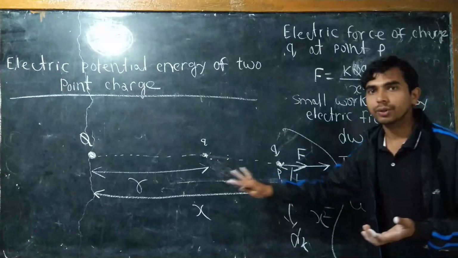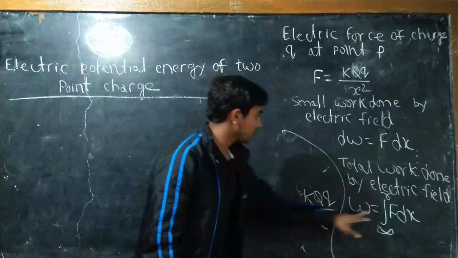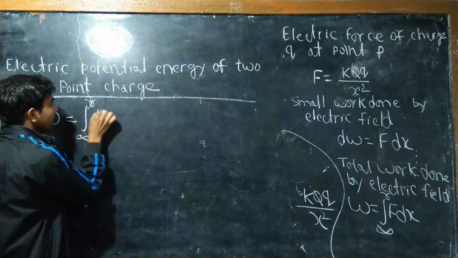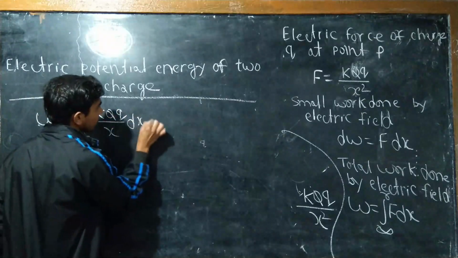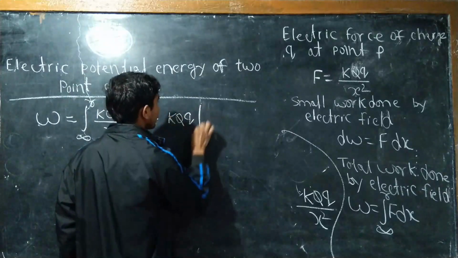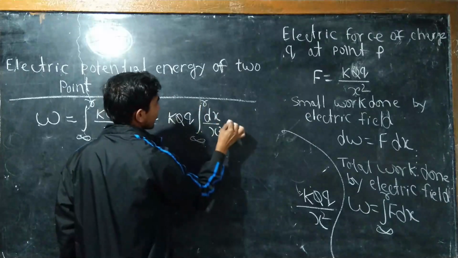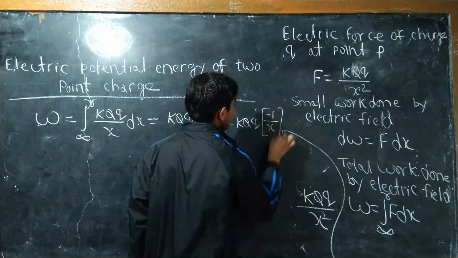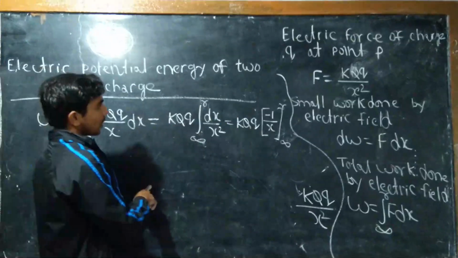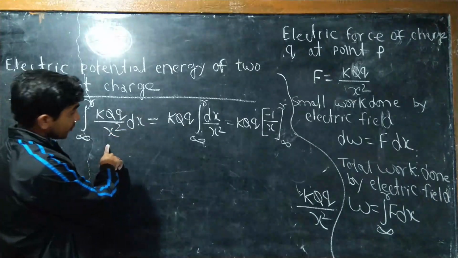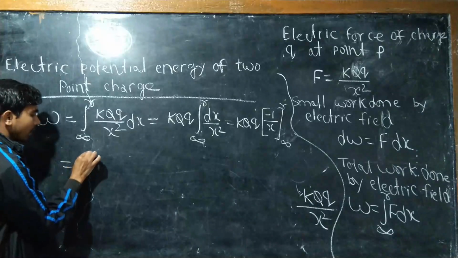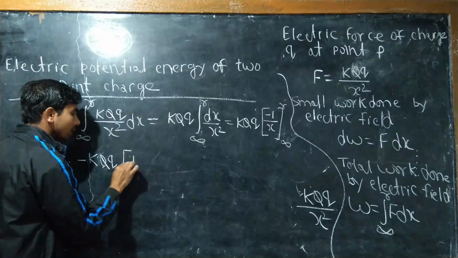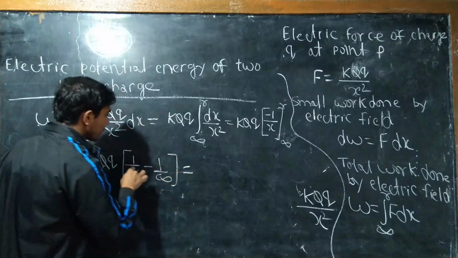So W is equal to the integration from infinity to R of KQ by x squared dx, which is KQ times the integral of dx by x squared from infinity to R. The integration of this will be minus 1 by x from infinity to R. Taking the minus out, we get minus KQ times the bracket 1 by R minus 1 by infinity. 1 by infinity is 0.